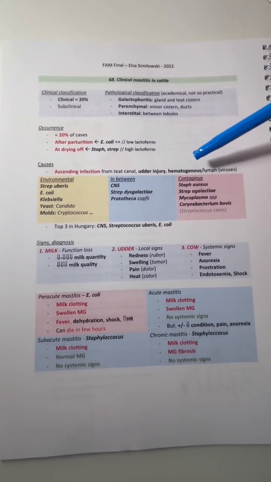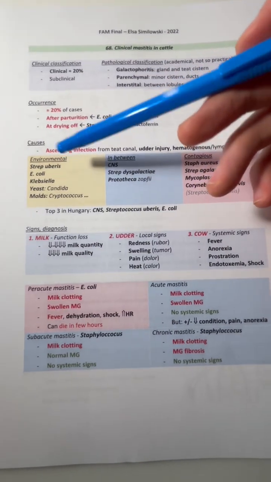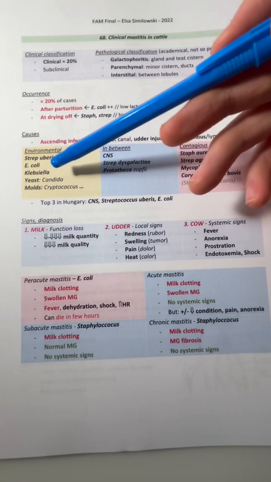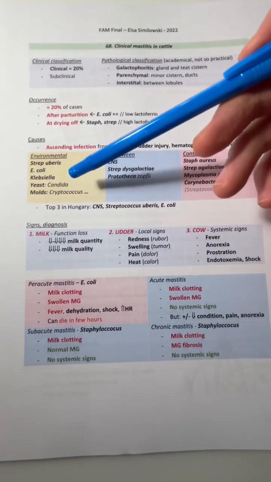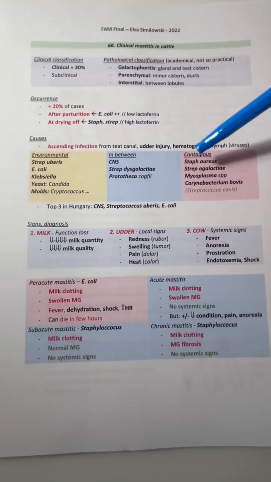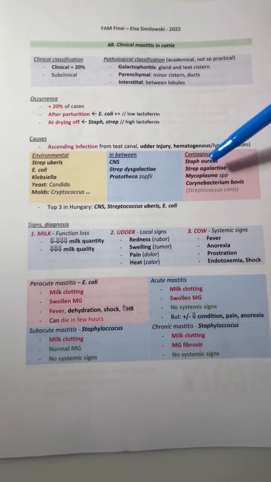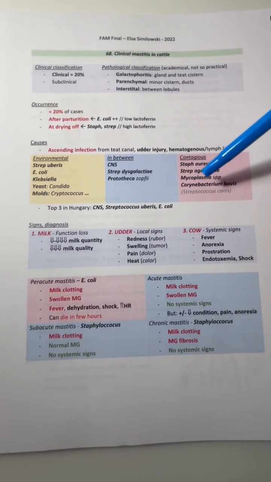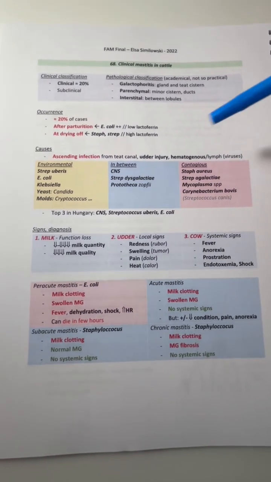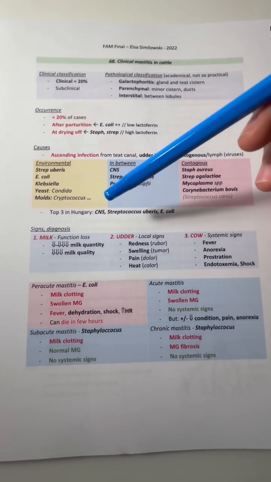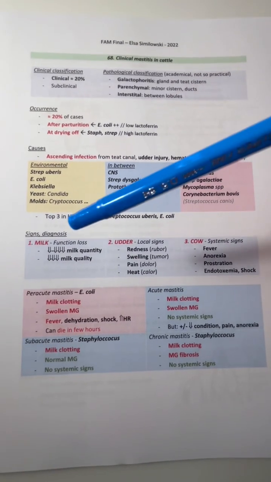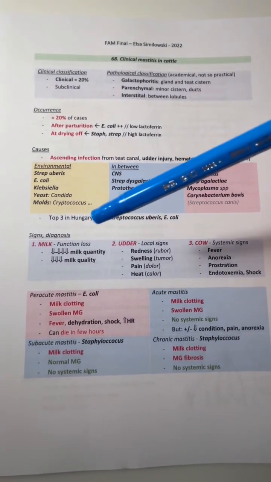In the environment, we have Streptococcus uberis, E. coli, Klebsiella, and yeast and molds. The yeast such as Candida and molds such as Cryptococcus. Also contagious infections such as Staphylococcus aureus, Streptococcus agalactiae, and Mycoplasma species, as well as Corynebacterium bovis. The top three in Hungary are coagulase-negative staphylococci, Streptococcus uberis, and E. coli.